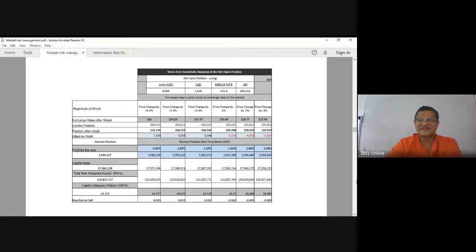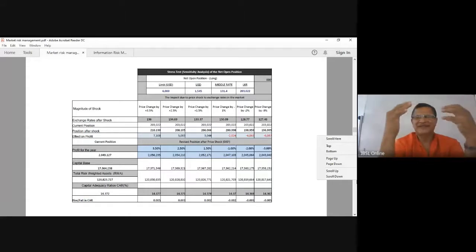We call this stress test or shock test, shock analysis or sensitivity analysis. But the assumption of an increase of 3.5, 2.5, 1.5 has to be based on real facts. This could go up. Now you don't need to do all this. If you have determined the rate is going to go up by this much, then you apply only that particular rate, and then you see the current position and see whether you have a profit or loss.